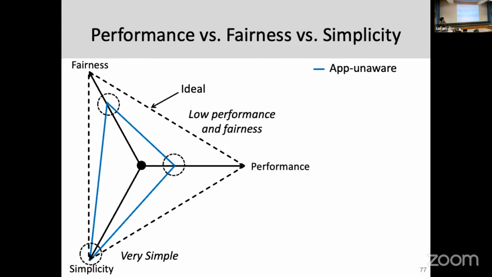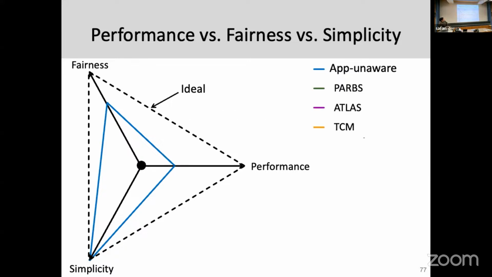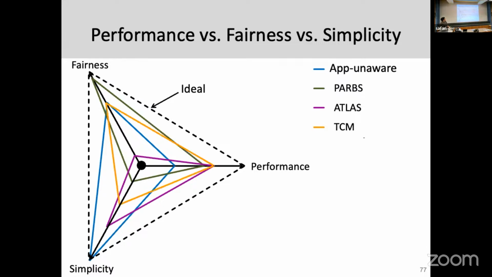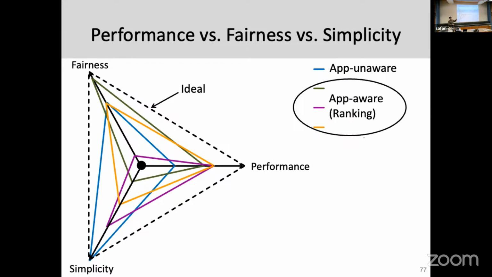And we will see how PAR-BS, Atlas, and TCM look like on this plot. So this is PAR-BS. It's very fair. It's not as high performance, but it's very difficult or complex to implement. This is Atlas. It's very high performance and simpler compared to PAR-BS, but it's not fair. It's completely just optimizing for throughput. And TCM is more fair than Atlas, as high performance as Atlas, but slightly more difficult to implement than Atlas.